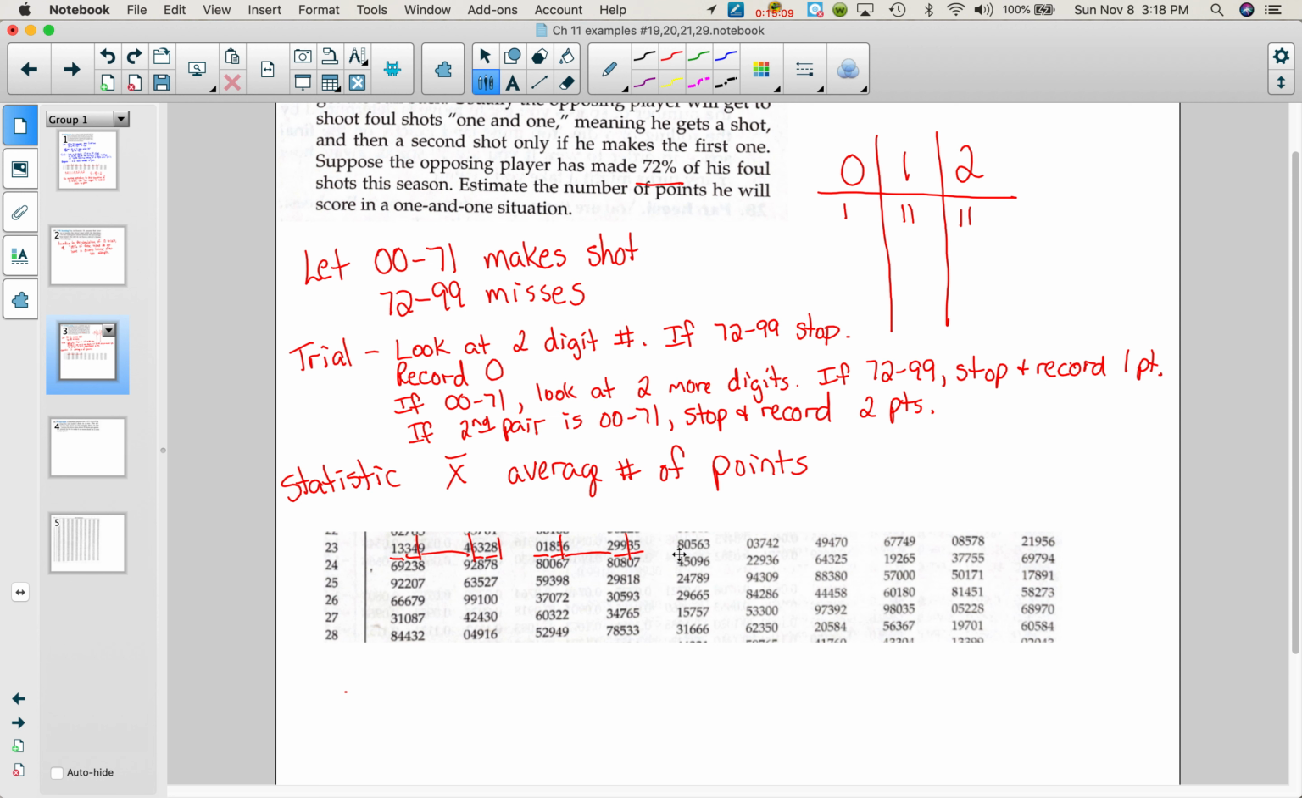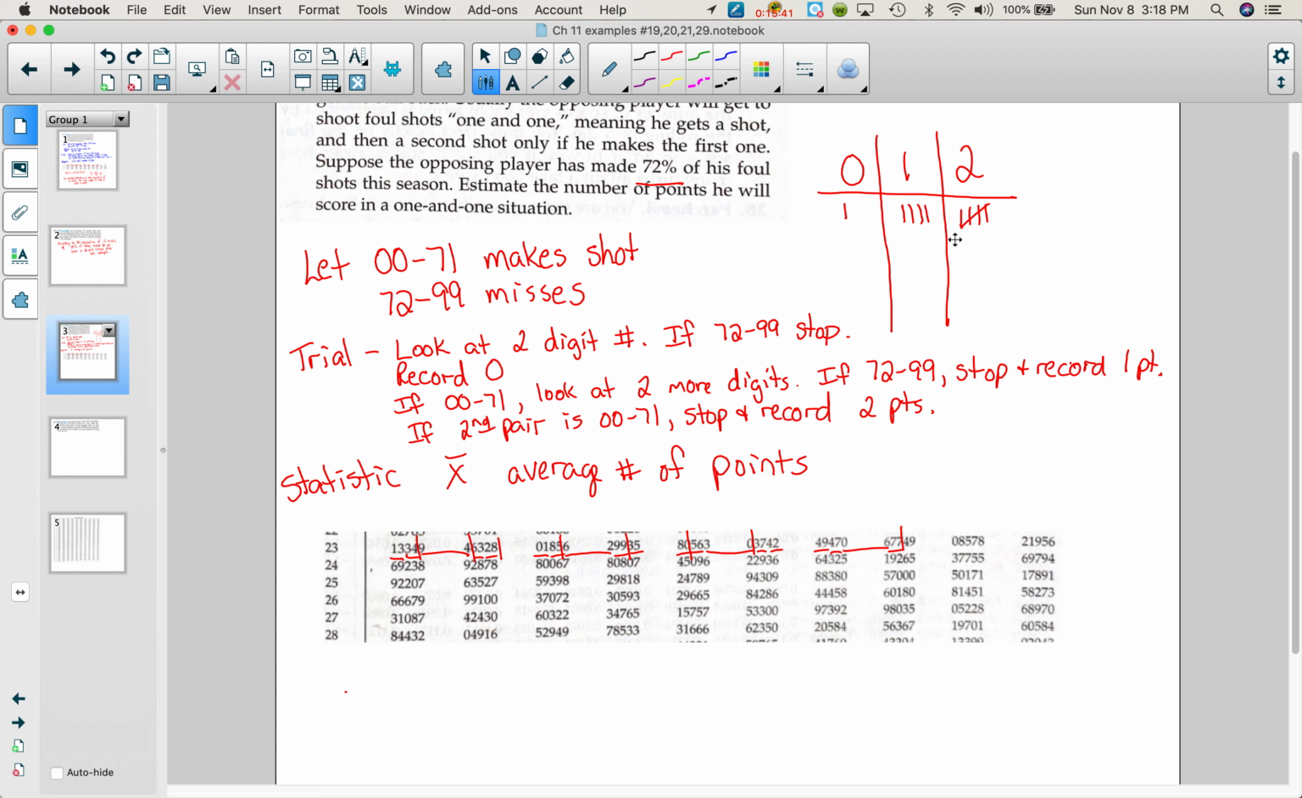35 makes the first shot. 80 misses the second, 1 point. 56 makes the first shot. 30 makes the second shot, 2 points. 37 makes the first shot. 42 makes the second shot, 2 points. 49 makes the first shot. 47 makes the second shot, 2 points. I'm going to do one more. 06 makes the first shot. 77 misses the second, 1 point.